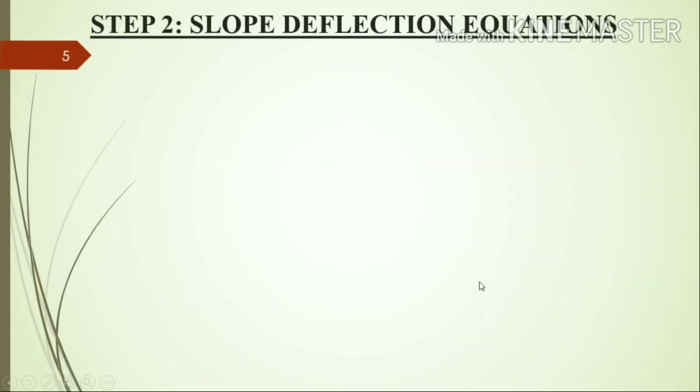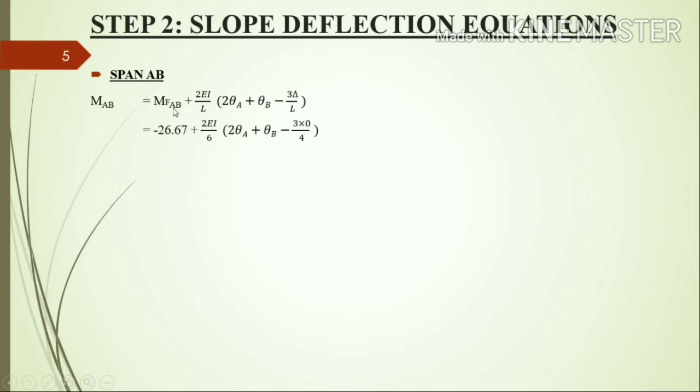Then move to second step. Write down all the slope deflection equations. First, MAB is equal to M of AB plus 2 EI by L into 2 theta A plus theta B minus 3 delta by L. Here the value of M of AB is minus 26.67. Then 2 into E and I are E and I itself. Then value of L is equal to 6 meter. Then 2 theta A plus theta B minus the value of delta, which is 0.